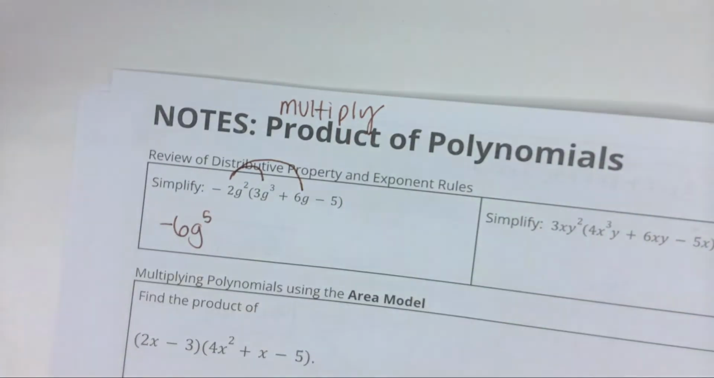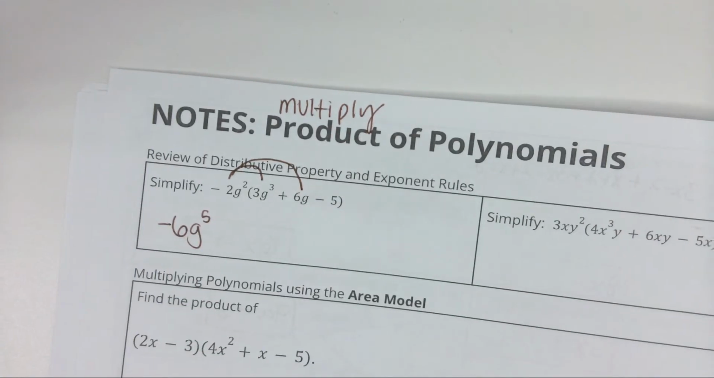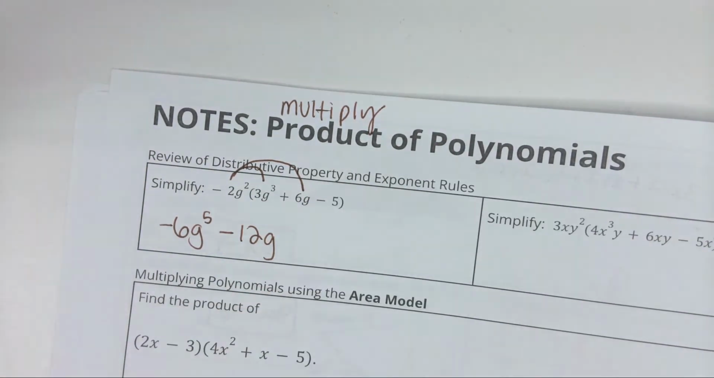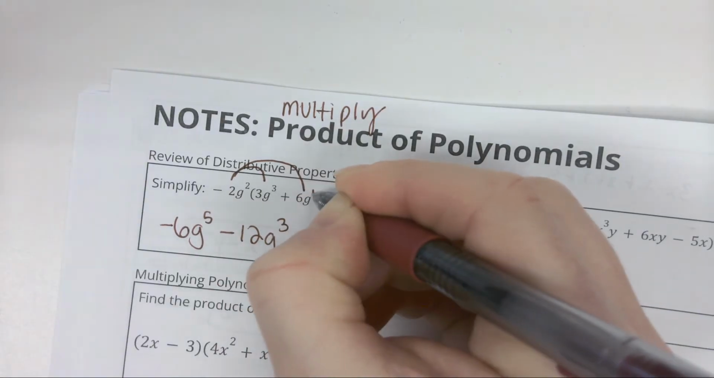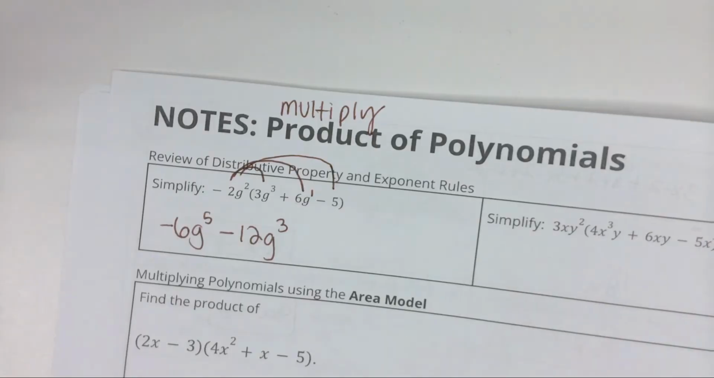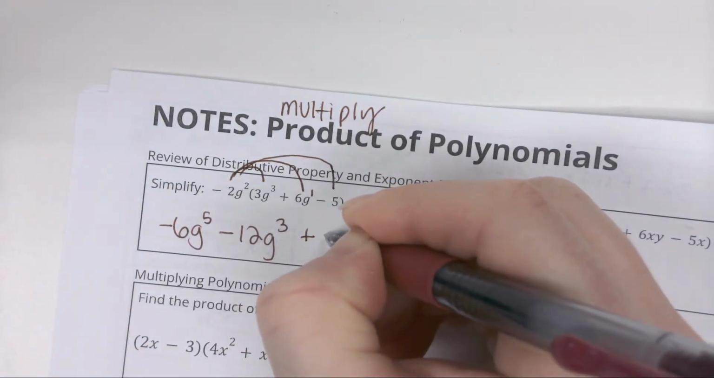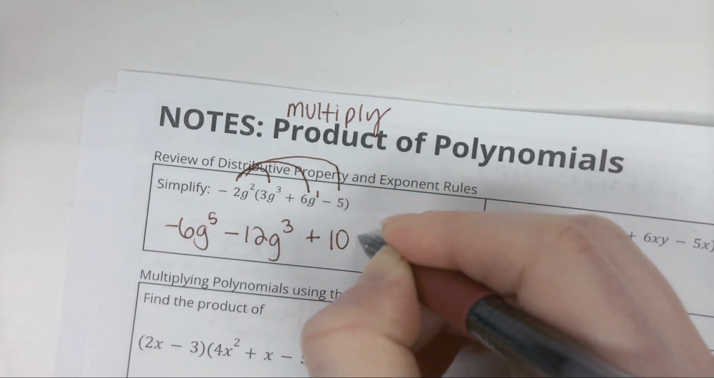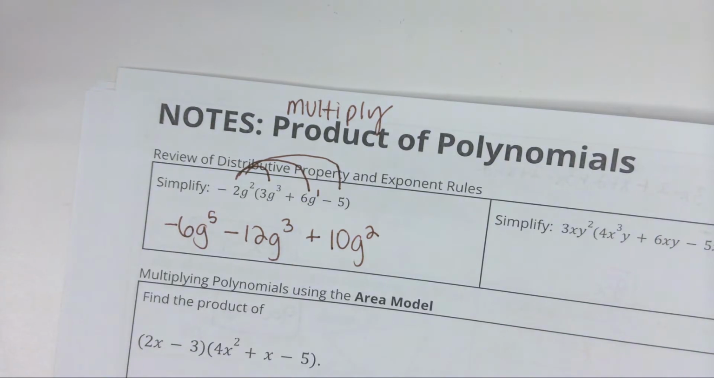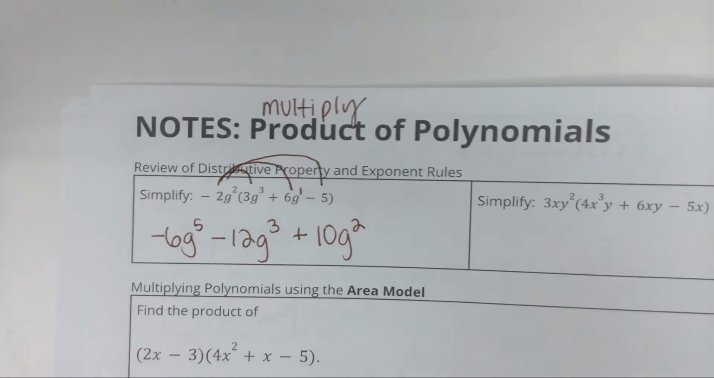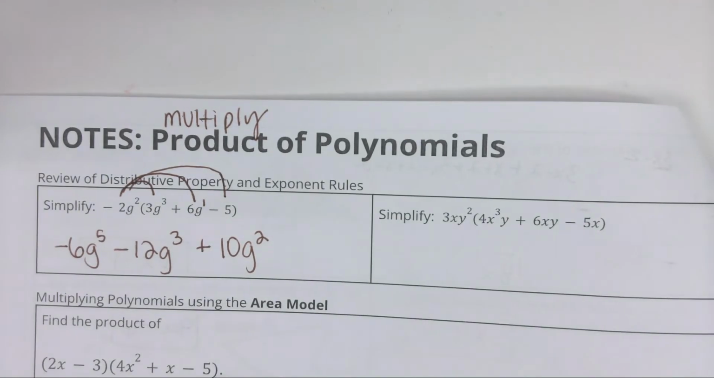Negative 2 times negative 2G squared times 6G would be negative 12G to the 3rd. Remember, because there's really a 1 there. And negative 2G squared times negative 5 would be plus 10 G squared. Negative 5 times a negative 2G squared. There's no G behind that one. Okay. All right. See if we can do these ones.